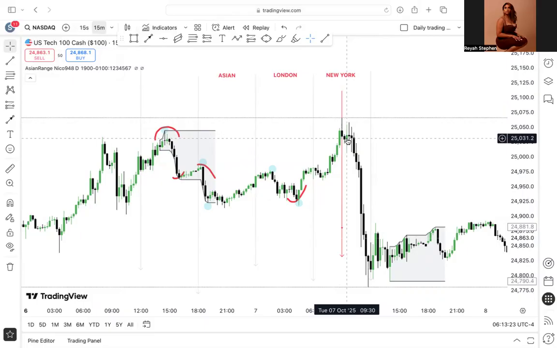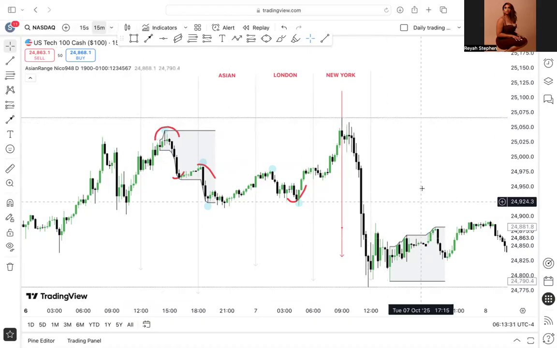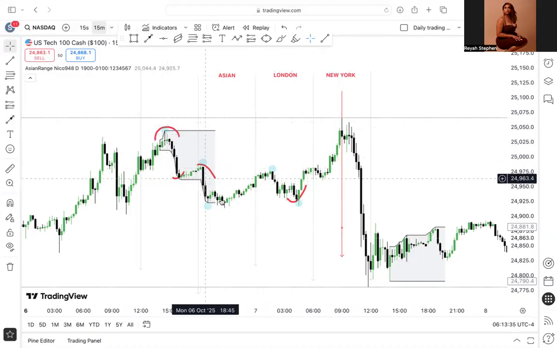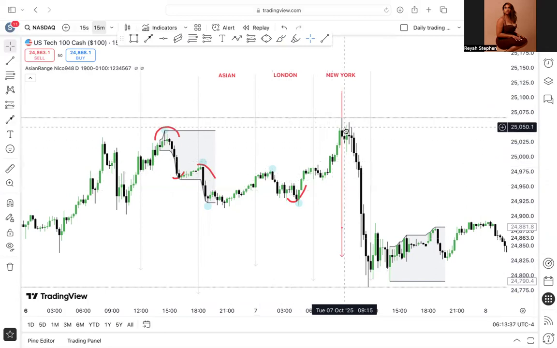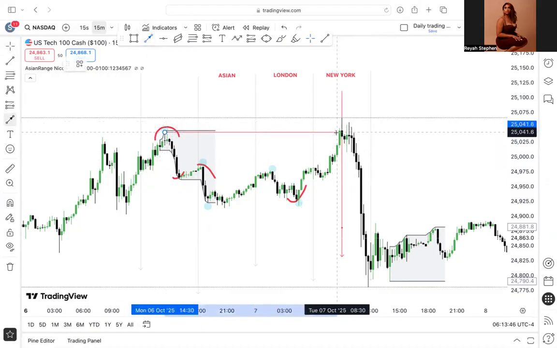Depends what pair you're trading though. I've been analyzing this long enough to know that this is what happens with the Nasdaq, but if you trade a different pair then you can obviously see the difference. But it's cool. Now that I've identified the market, what has it done? It's come down, come up, and what has it done? It's taken out this high. So once it's taken out the Asian high, liquidity has been swept.